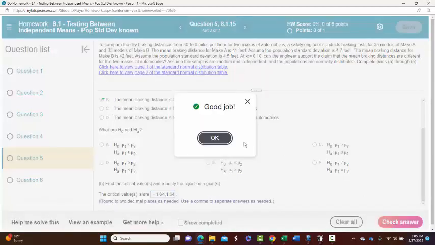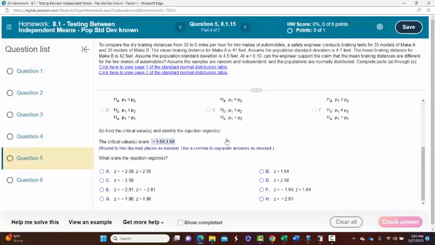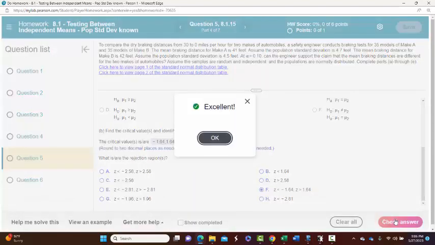Tremendous. What are rejection regions? Well, this is weird. They put these commas in there. It should have the word or between them, but that's okay. On a test it would say or, but that doesn't hurt anything. It's obviously the right answer. I've never seen it written that way before.